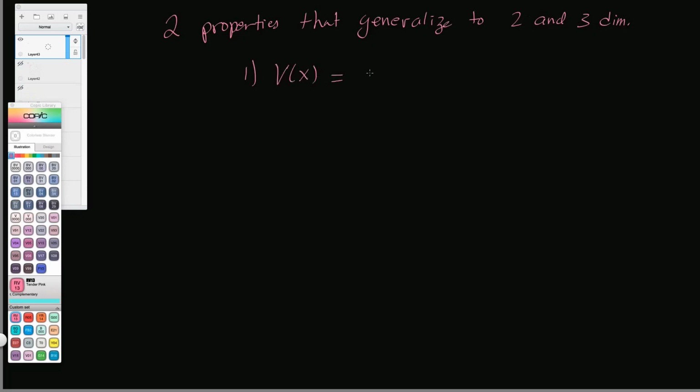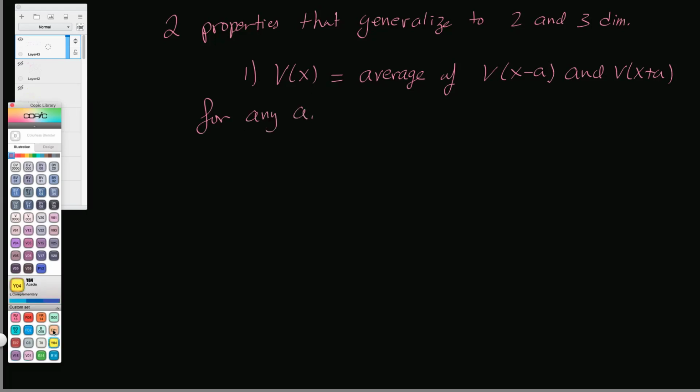Two properties that generalize to 2 and 3 dimensions. One: you're going to see how this generalizes, but I'm going to use 1D as the example. V at a point x is equal to the average of v of x minus a and v of x plus a, for any a. I should have color coded this. For any a.